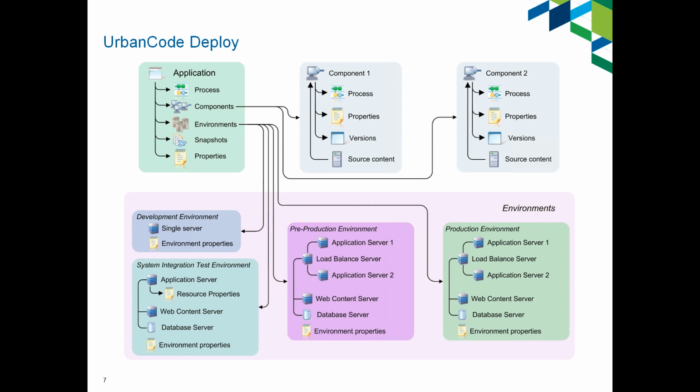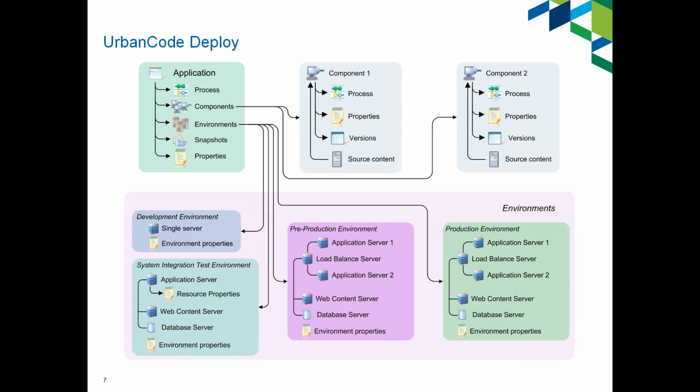And UrbanCode Deploy has a binary artifact store, which will host the versions of the content that we wish to deploy. So in this example, we're going to make a change to a Java application. We're going to build that application with Jenkins. The end result of that will be some deployable content, and that deployable content will be moved into UrbanCode Deploy and pushed into a new version of one of the specific components that we're dealing with today.